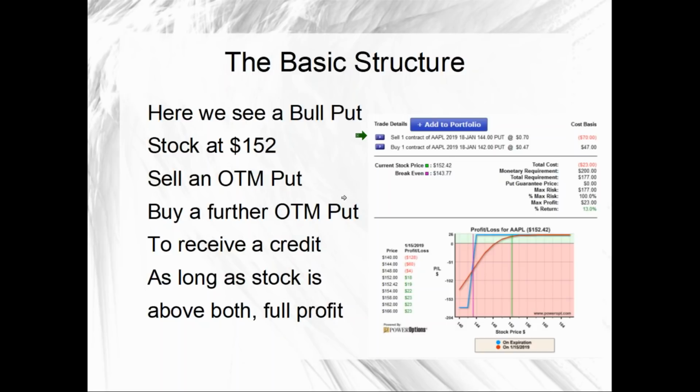To save us that margin requirement, we're now going to take that 70-cent premium and we're going to use it to buy a lower strike, in this example, the 142 strike put for only about 47 cents. This means the net that I take in is 23 cents.